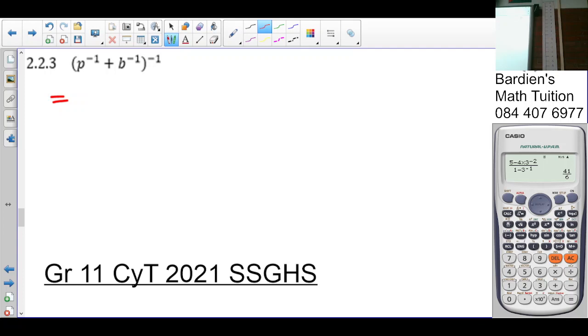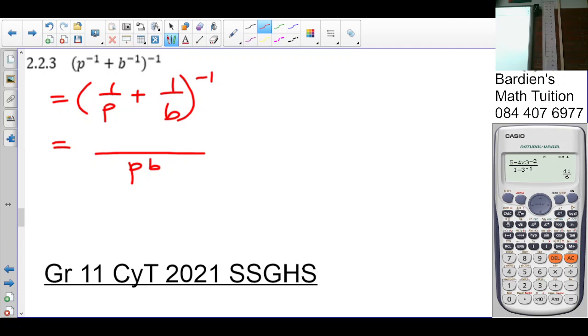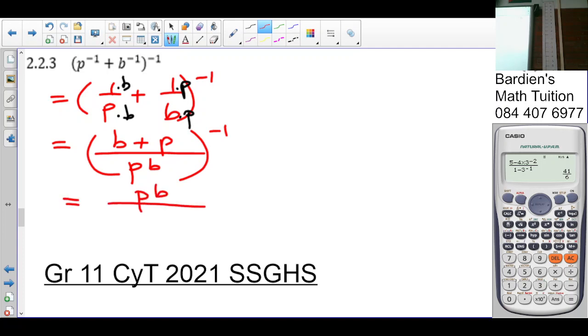What's happening here? Can I multiply the exponents? No. So firstly, p to the minus 1 can be written as 1 over p, plus b to the minus 1, 1 over b to the negative 1. So we're going to get this as one term inside the bracket first. What's your LCM here? PB. So this must be multiplied by b. This must be multiplied by p. So 1 times b is b plus 1 times p is p. The fraction is raised to the negative 1. What do we do? Swap the fraction around. So it's pb over b plus p.